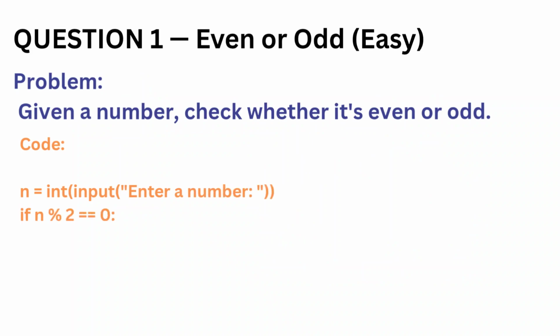So input is used for taking input from the user using the keyboard, and if the number modulo 2 equals 0, meaning the remainder is 0, then it should print even, and if not, then it will print odd. So this is a classic beginner logic check.